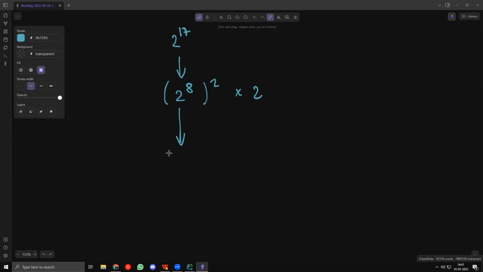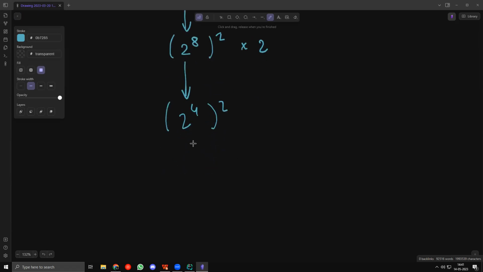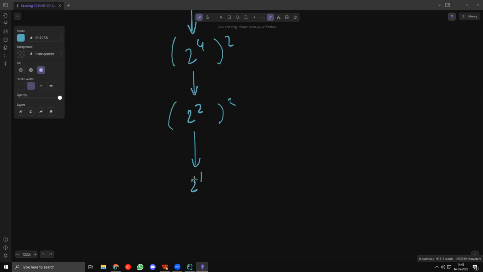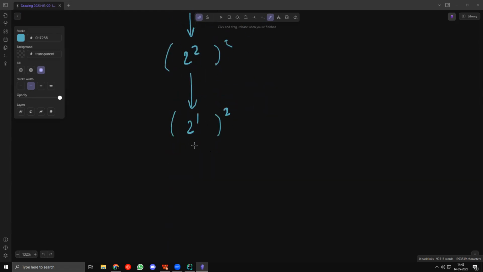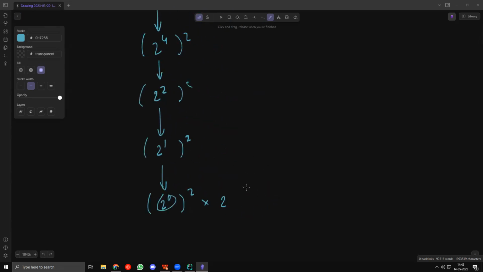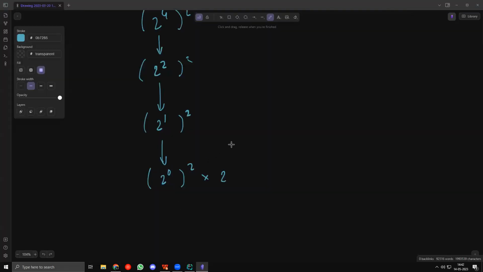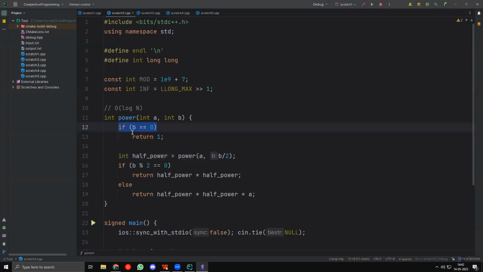From 2 to the power of 8, we'll take 2 to the power of 4 squared again, and there's no times 2 this time. So from this, we'll go to 2 to the power of 2 squared, and then we'll go to 2 to the power of 1 squared, and okay, from 2 to the power of 1, I go to 2 to the power of 0 squared times 2, right? So we'll take this times 2. Now what's happening is that when I reach 2 to the power of 0, it calls this, it goes to this if statement. If b is equal to 0, it returns 1, right?